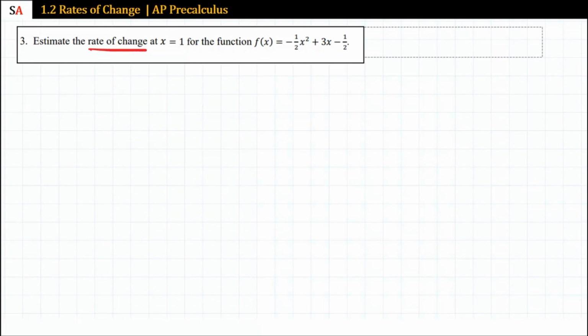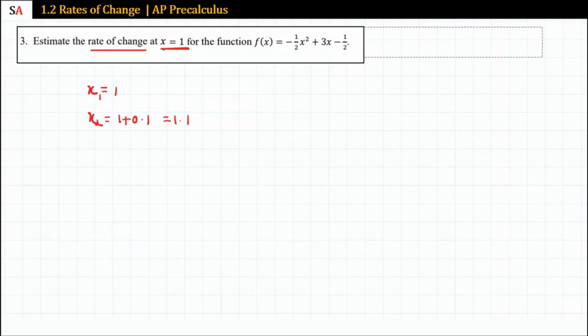Estimate the rate of change at x equal to 1 for the function negative 1/2 x squared plus 3x minus 1/2. So we have to approximate this at x equal to 1, and we have to choose a small interval. Let's choose x1 equal to 1 and x2 equal to 1 plus a small interval 0.1, so x2 equals 1.1.